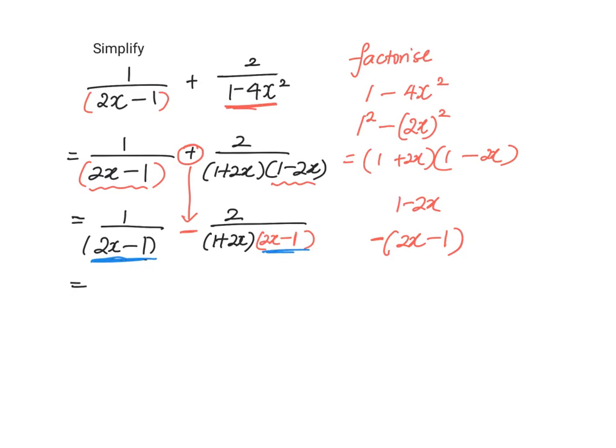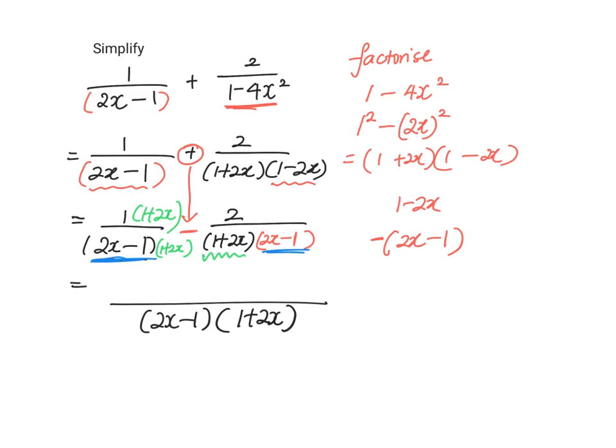And then there's a 2x minus 1. So we are short of 1 plus 2x. So we'll multiply with a 1 plus 2x over here. And then I'll get a common denominator, 2x minus 1, 1 plus 2x, and this is 1 times 1 plus 2x minus 2. Take note there is a sign over here, so that it's not factors, we cannot cancel anything.